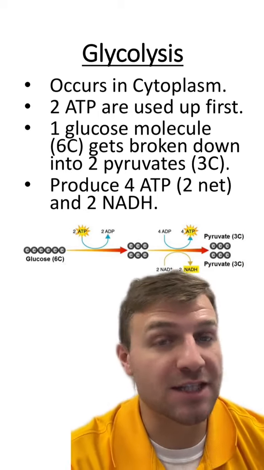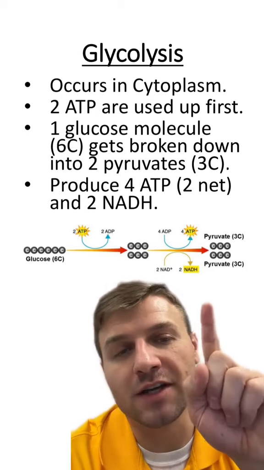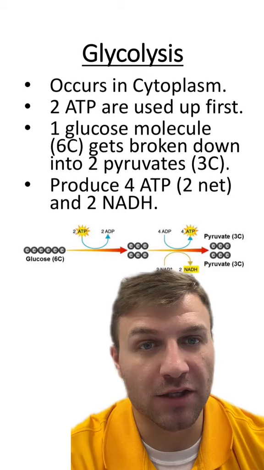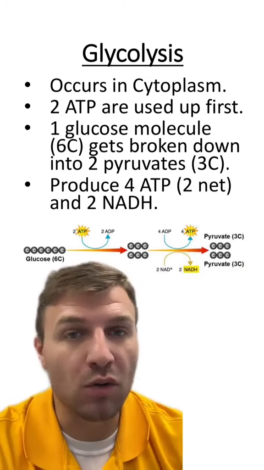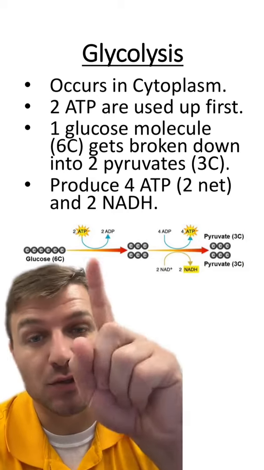I always tell my students you gotta spend money to make money. These molecules are converted into 2 3-carbon pyruvate molecules, and we produce 2 NADHs and 4 ATP. However, we're only producing 2 net ATP since we used 2 ATP in the beginning.